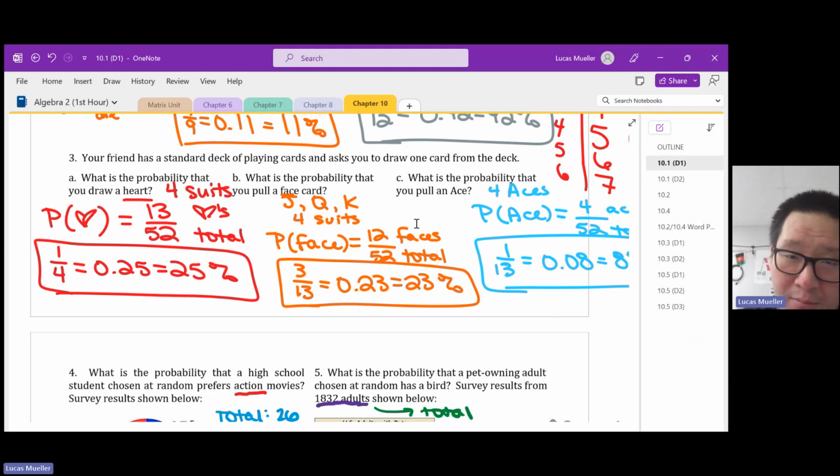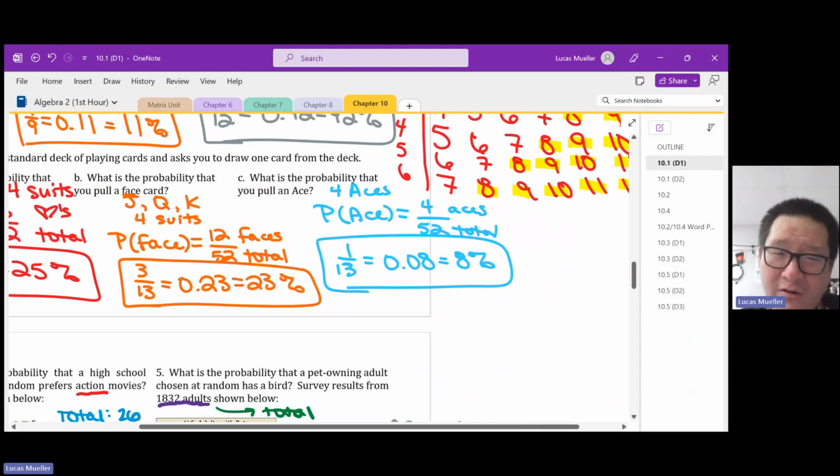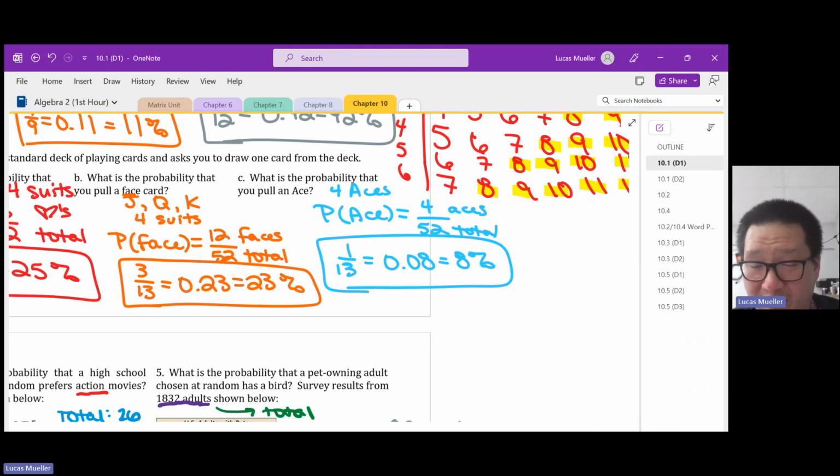Then if we look at the probability of pulling an ace, there are 4 aces in a deck of playing cards, and that's 4 out of 52, or 1 in 13, or 0.08, or 8%. So if I go to draw, there's my ace of hearts. That is one of my aces. That is a very unlikely chance, but I did draw that ace of hearts out of this deck.